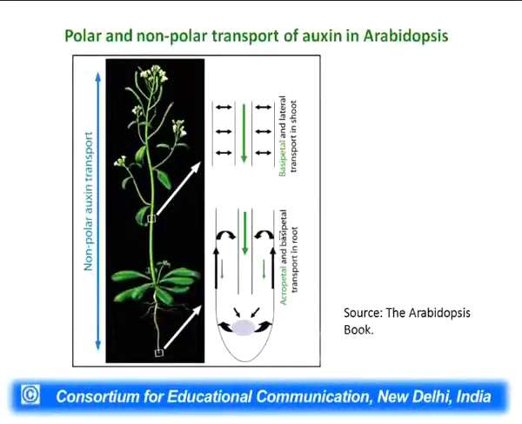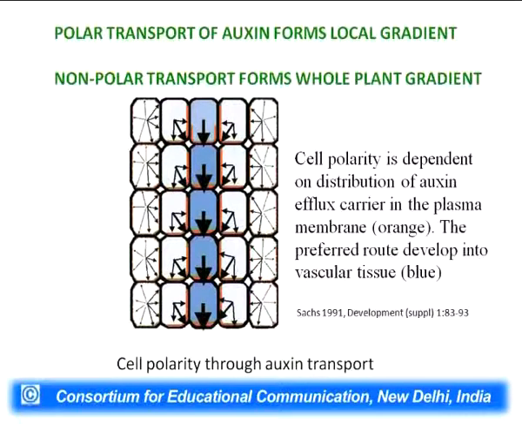So in this cartoon I am showing the two different types of transport. One is a highway transport, also called non-polar transport. Non-polar means they cannot direct the flow of transport. This transport is dependent on the phloem flow. As the phloem flows, the oxygen will flow. In other words, there are ones which flow from cell to cell. These are cell to cell or directional transport, called polar transport.